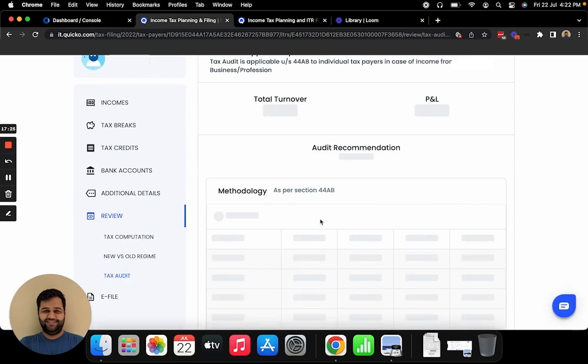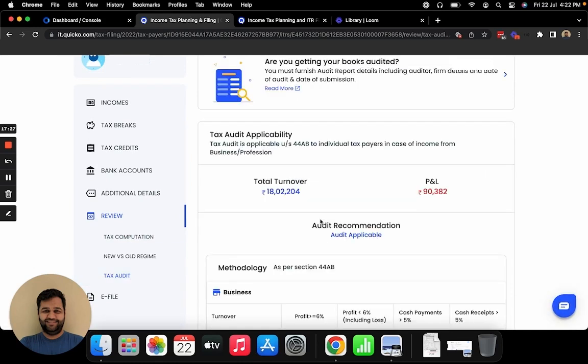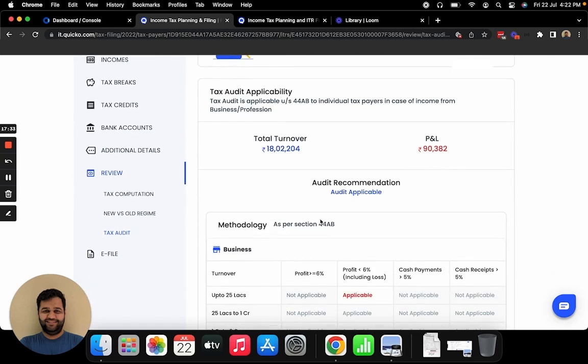Tax audit. Folks, in the earlier part, we talked about tax audit and applicability of tax audit. So as you can see here, in my case, my turnover is around 18 lakh, and there are losses worth 90,000 rupees, and because my income is above basic exemption limit, Quicko is recommending me a tax audit. Now this is completely up to me. If I do not wish to get my books of accounts audited, I can still file my income tax returns.